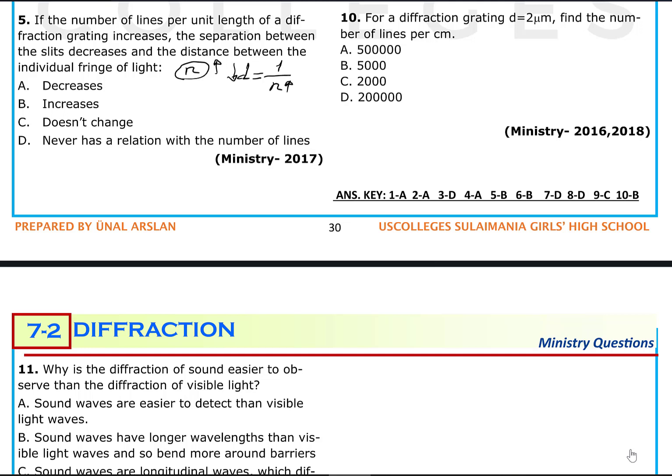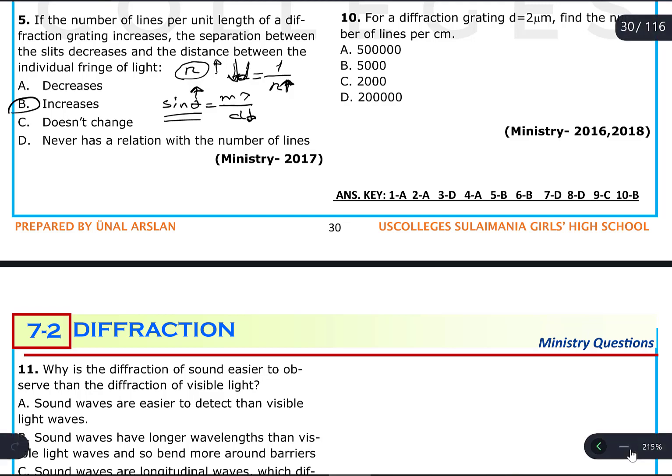And how does sin theta change? The question is, in fact, asking this. So we know the sin theta equation, which is m lambda over d. So as number of lines per unit length increases, slit spacing d decreases. If d decreases, theta must increase, which means the separation between the individual fringes increases. So answer is going to be B.